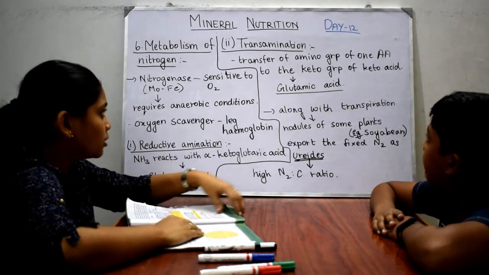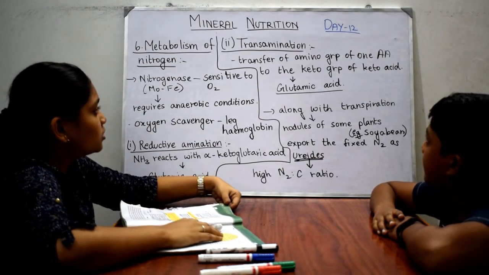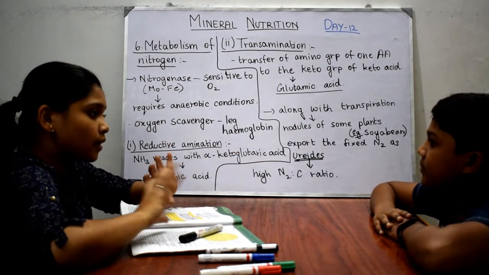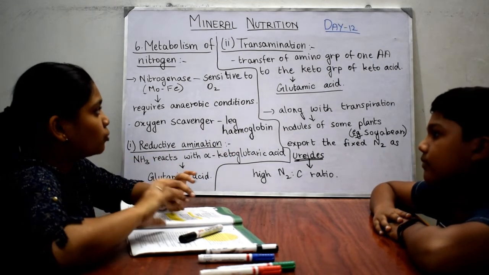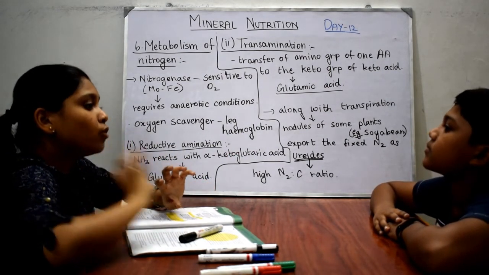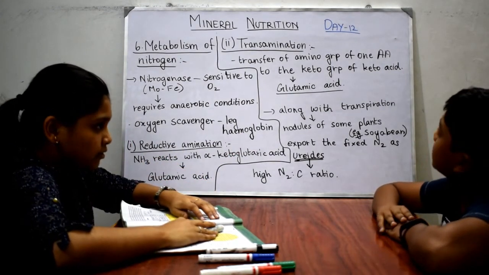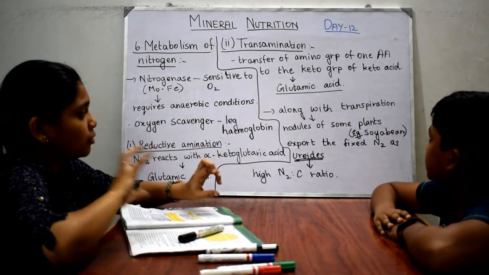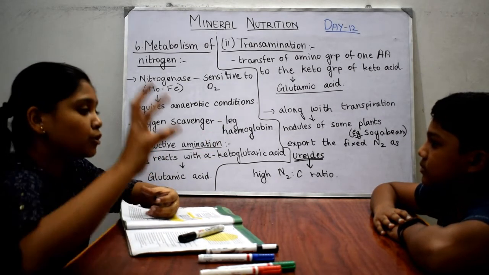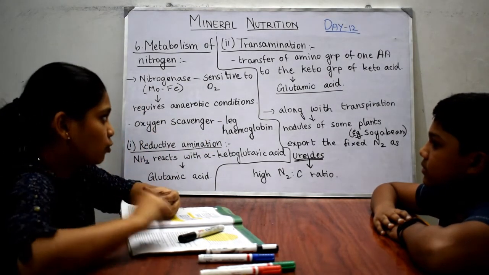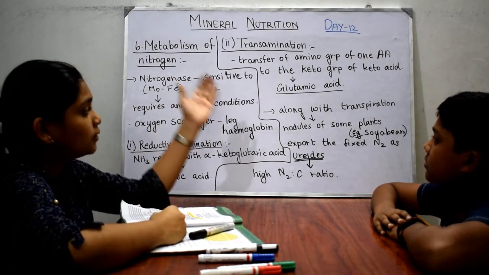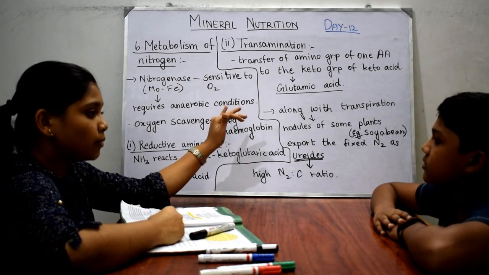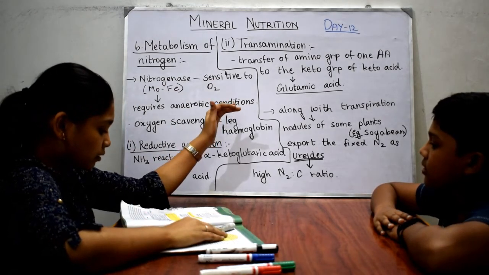Now transamination. Transamination is nothing but the transfer of the amino group of one amino acid. In an amino acid there are amino groups, and that amino group is transferred to the keto group of a keto acid. This generally occurs with glutamic acid as the amino acid.